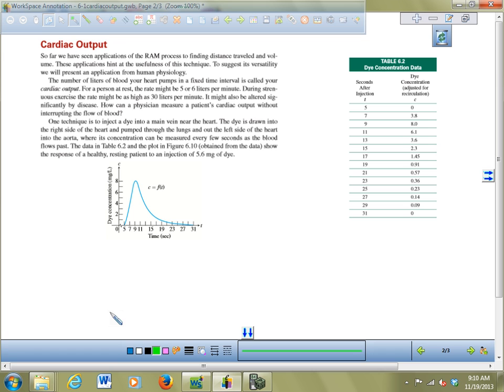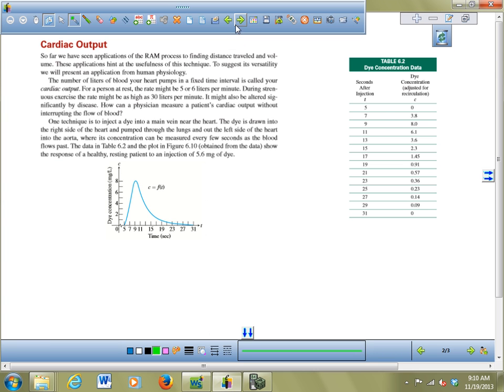Okay, and so it takes a little bit of time to get this stuff into your bloodstream, and then this is the concentration over time of the dye in your heart, and you can see from the table that these are the values that you're getting out.